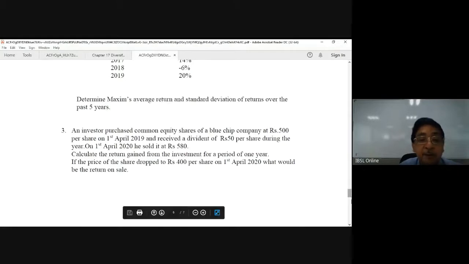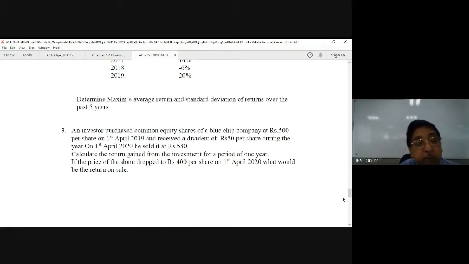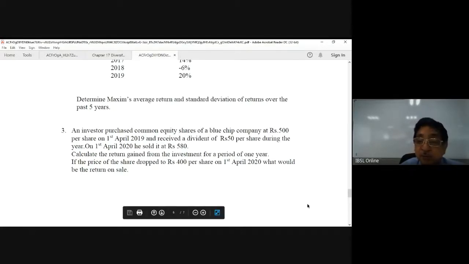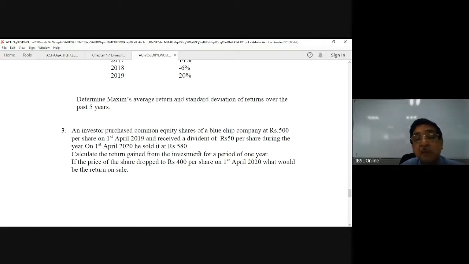Right, the third one, because what I want to do is give you some understanding. If someone has difficulty in doing this, I need to advise them. That is why I go through these questions again. An investor purchased common equity shares of a blue chip company at rupees 500 per share on 1st April 2019 and received a dividend of rupees 50 per share during the year. On 1st April 2020, he sold it at rupees 580. Now you can see the investment horizon is 1 year. So calculate the return or gain from the investment for a period of 1 year.